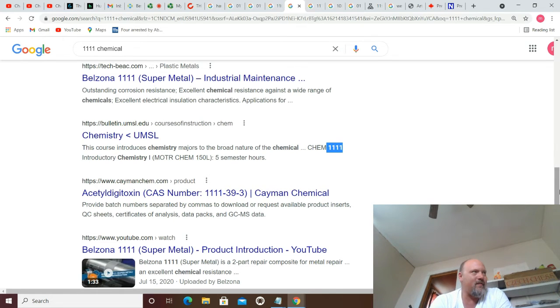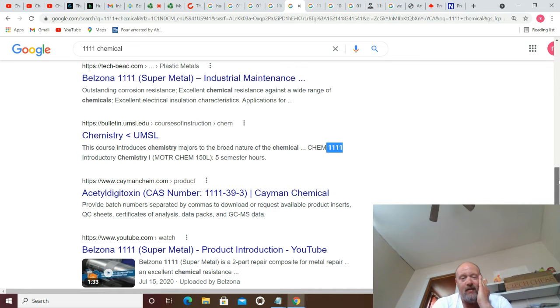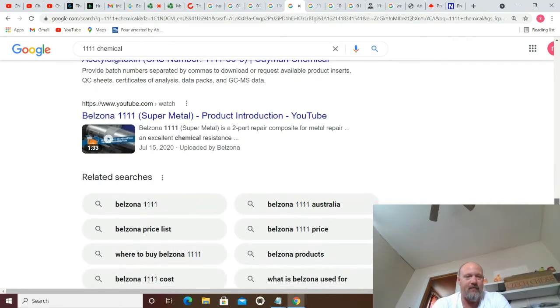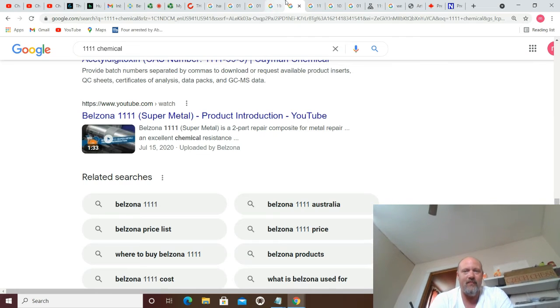And if you can hear that, my cat's rampaging on a box. But CAS number 1111-39-3, Cayman Chemical. So, got a few things going on there. There's the super metal again.